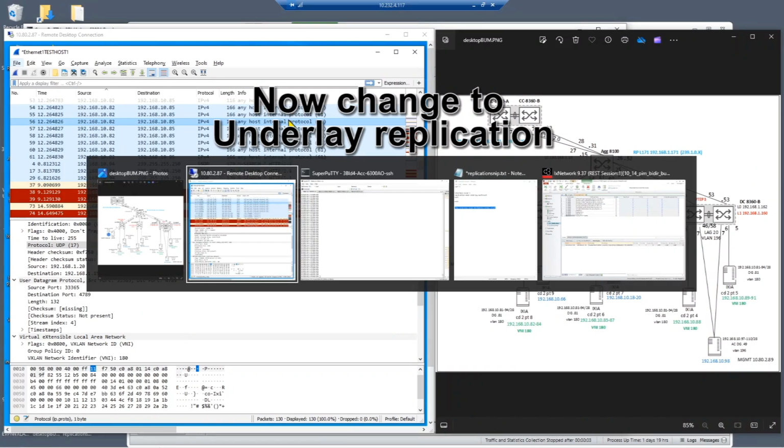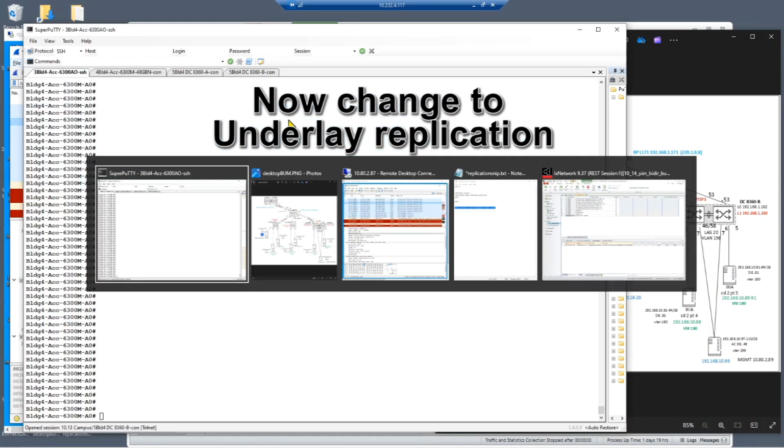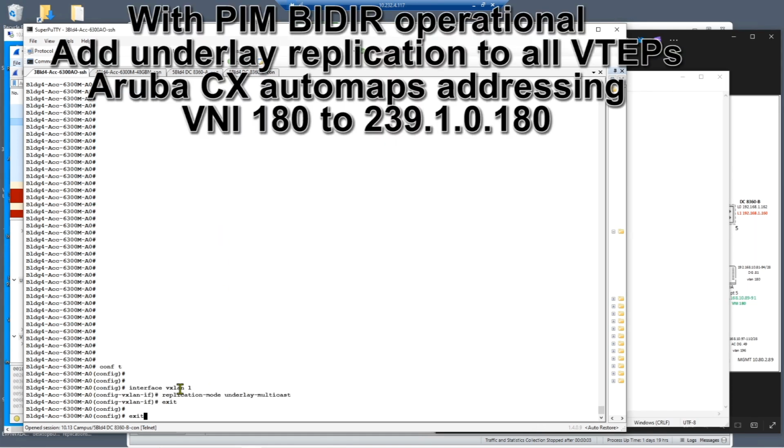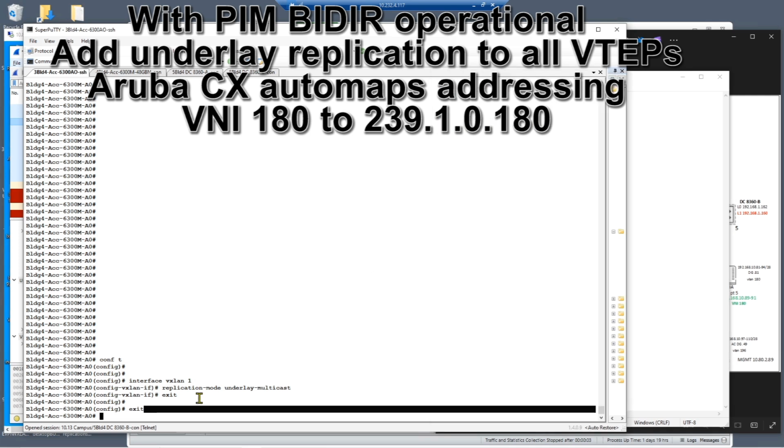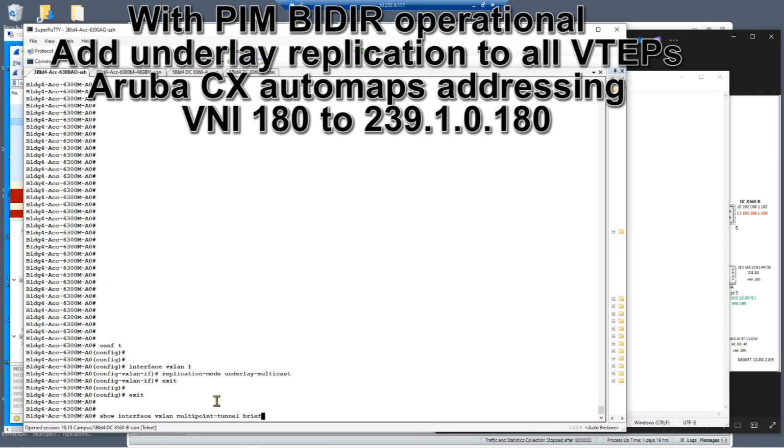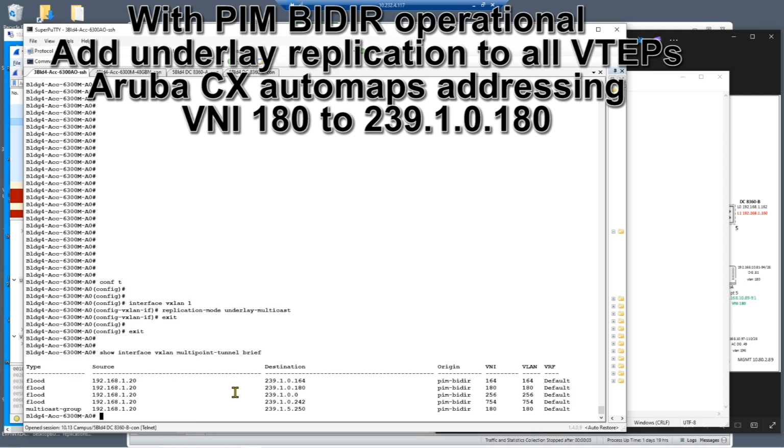Now we're going to change to underlay replication. With PIM bidirectional operational, we now add underlay replication to all VTEPs using the replication mode command. Aruba CX auto maps all VNIs to specific multicast addresses. In this case, our interest is VNI 180, which is mapped to 239.1.0.180 for our quick tests.